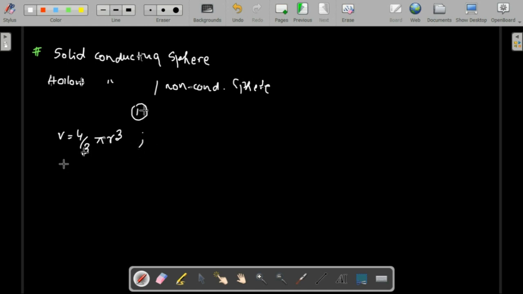So for inside, electric field is going to be 0 for inside. The logic will remain the same. For outside, you do the calculation, take it as a homework. And if you want to find out the area for a sphere, 4 pi r square. Okay, so these things will be handy. And the second one would be solid non-conducting sphere.